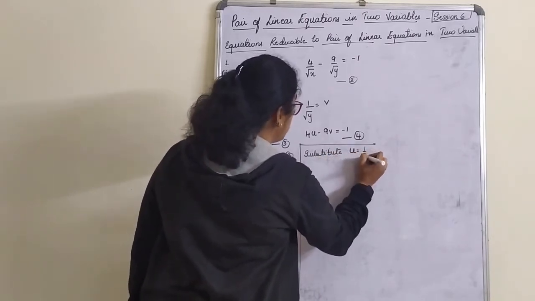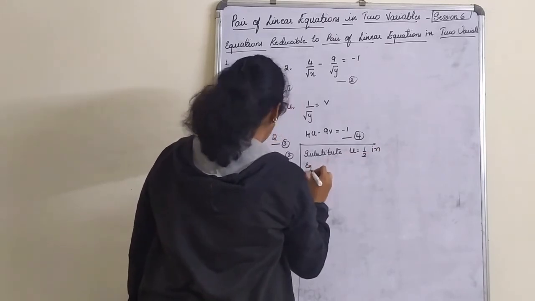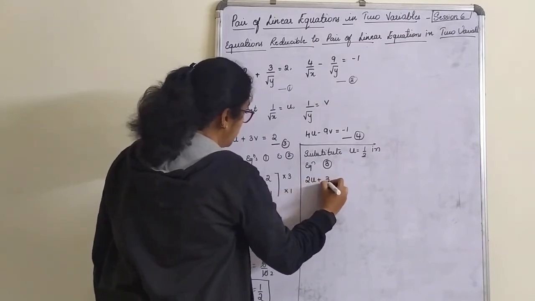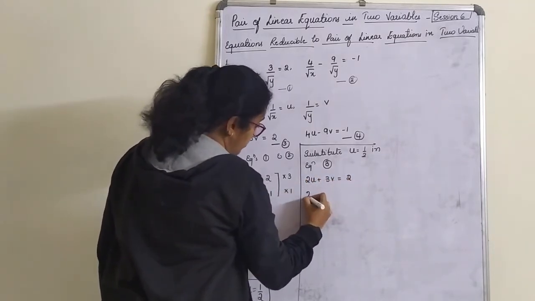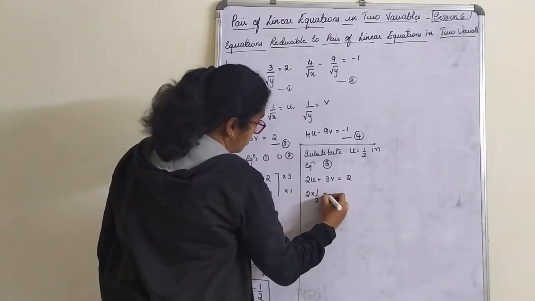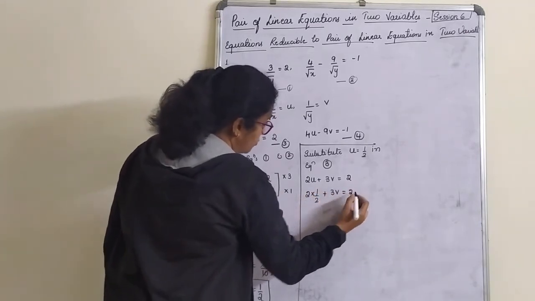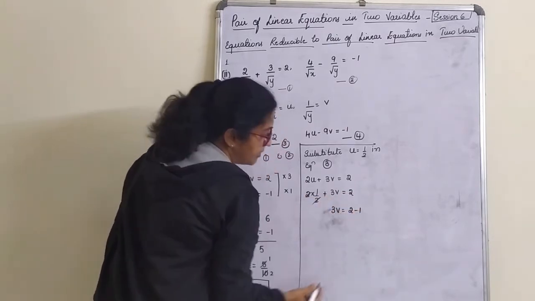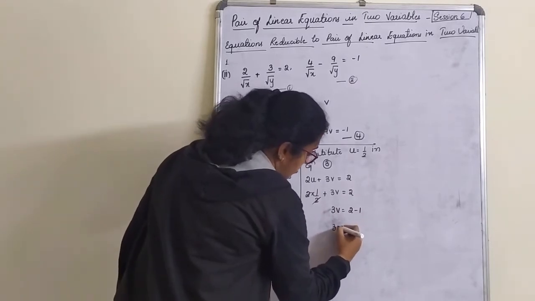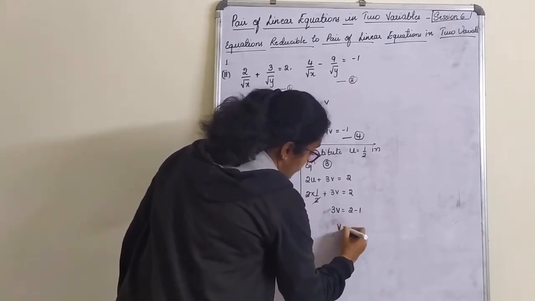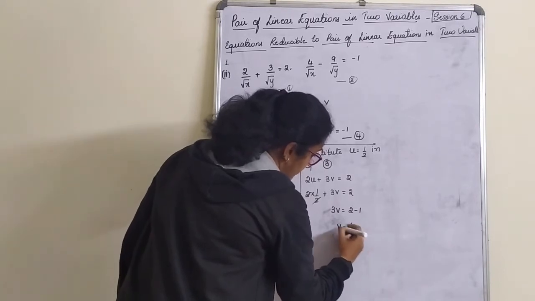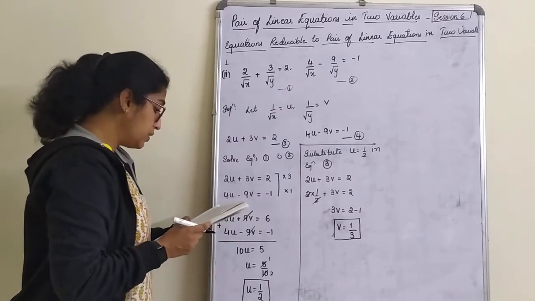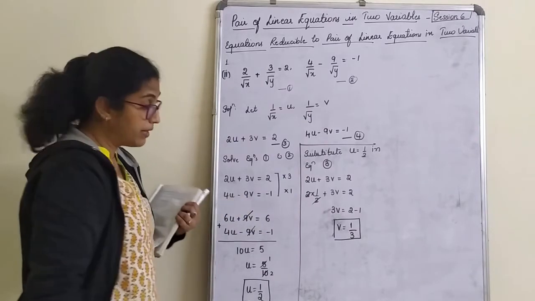U is equal to 1 by 2 in equation. I think the third equation is very simple. We'll substitute. 2u plus 3v is equal to 2. 2 into 1 by 2 plus 3v is equal to 2. 2 and 2 cancel. 3v is equal to 2 minus 1. So v is equal to 1 by 3. Right? So we got u is equal to 1 by 2 and v is equal to 1 by 3.